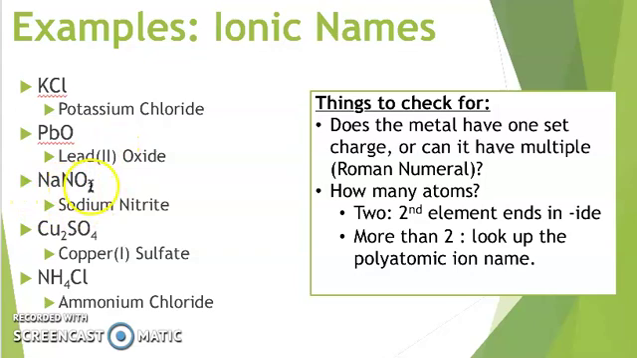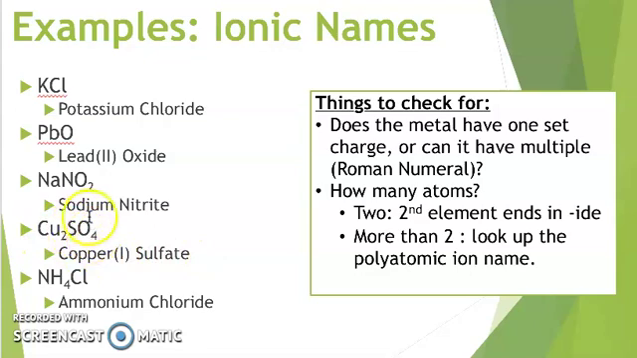I have NaNO2, 3 capital letters here, so I know that one of them is probably a polyatomic ion. I can see that NO2 is nitrite. Notice I didn't change the ending of that name. I didn't switch the ending of my polyatomic ion to "ide." You always leave them exactly the way they are. You leave them the same. You put parentheses around them when you're doing your formula, and you leave their name alone. So I have NaNO2, sodium nitrite.